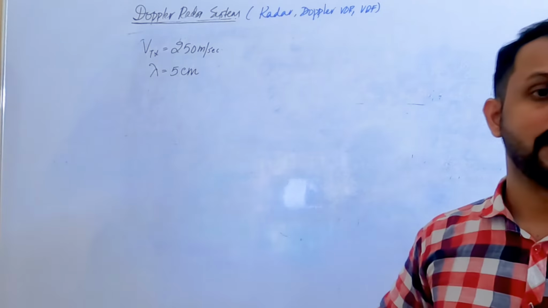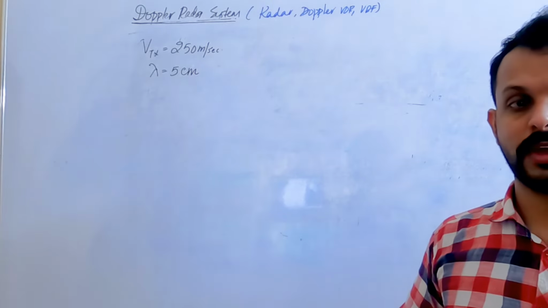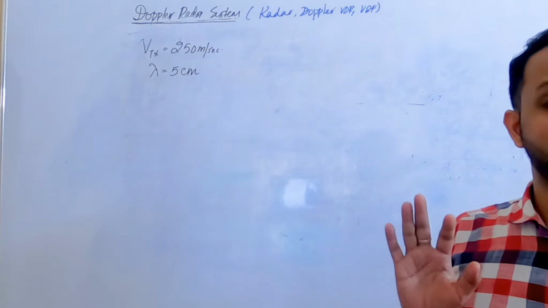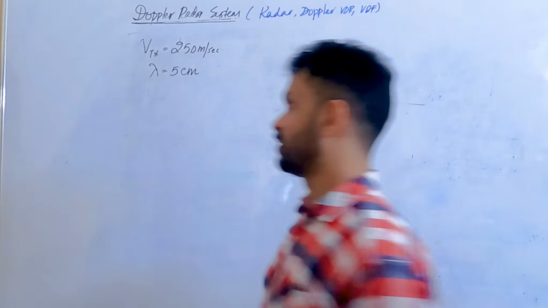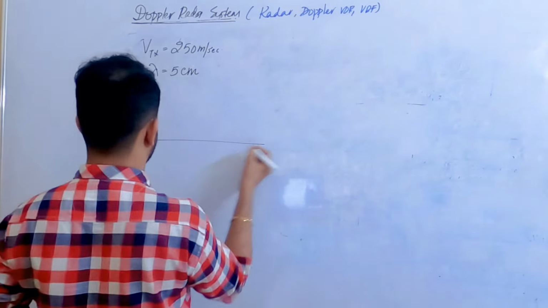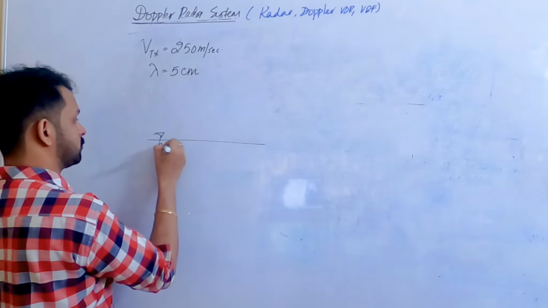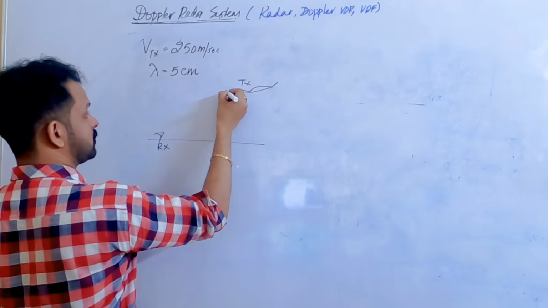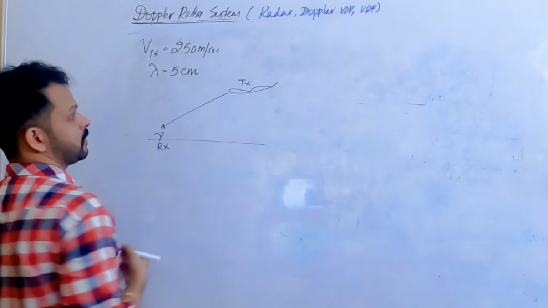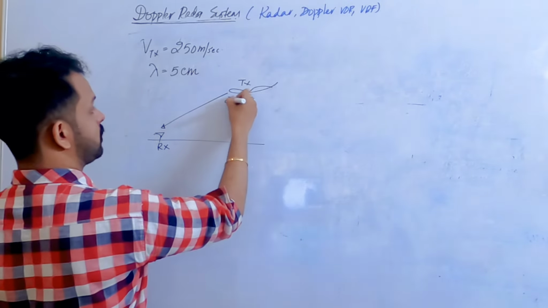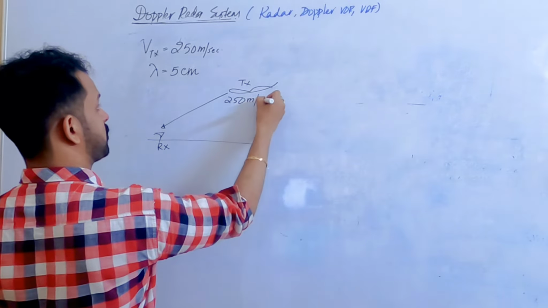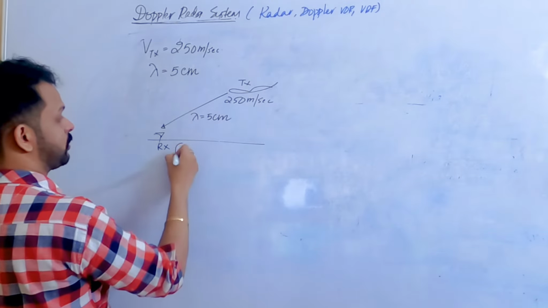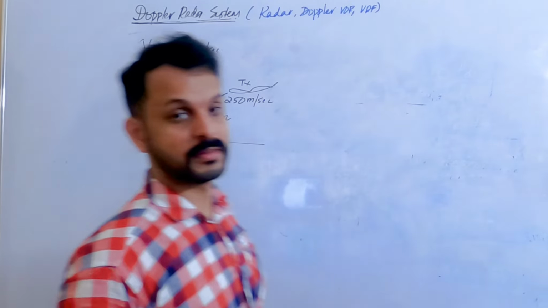In such cases, you have no other choice but to assume that the receiver is stationary and the transmitter is moving towards the receiver. So we have a stationary receiver, and say for example you have an aircraft that is the transmitter, moving towards the receiver at 250 meters per second. The wavelength of transmission is 5 centimeters. You're asked to find the frequency shift that the receiver would experience.